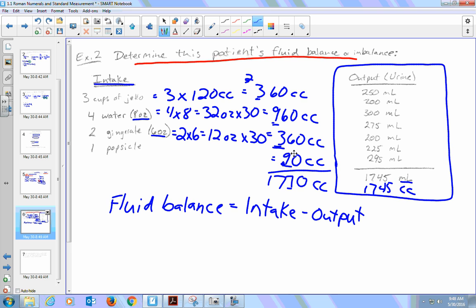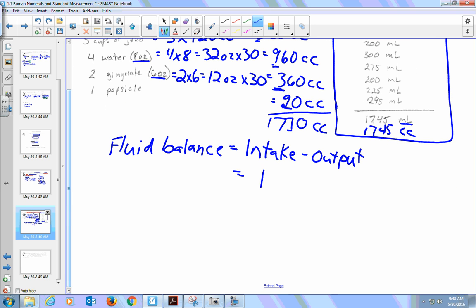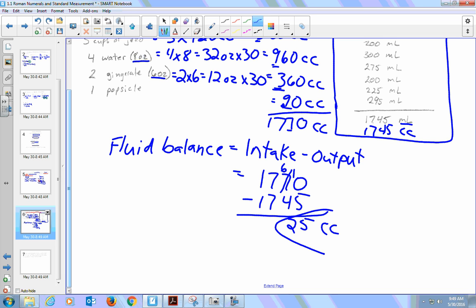So if her intake was 1,770 and the output was 1,745, okay, so 0 take away 5, can't do that, so we have to borrow from the next one over. That becomes a 6, and now we have 10 minus 5 is 5, 6 minus 4 is 2, 7 minus 7 is 0, and 1 minus 1 is 0. So her overall fluid retention is 25 cubic centimeters or 25 milliliters, whichever one they ask for. Okay.